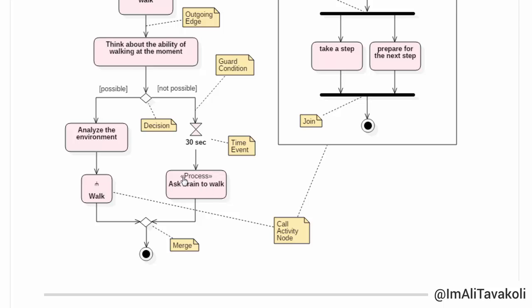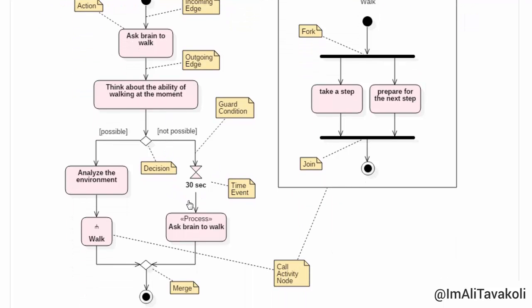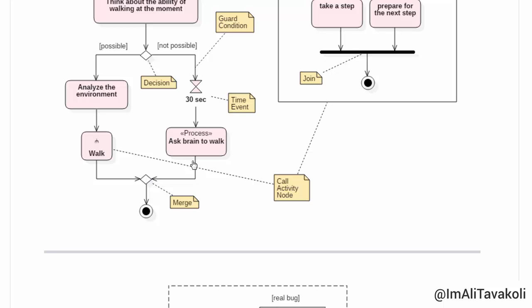Ask brain to walk. This stereotype here shows us that this action is not a simple action, but it's a process. In my example, ask brain to walk is going to represent that let's start everything from the beginning. Ask brain to walk, and then again think about the ability of walking at the moment. I mean, after 30 seconds, we will come over here and start the activity flow from the very beginning.